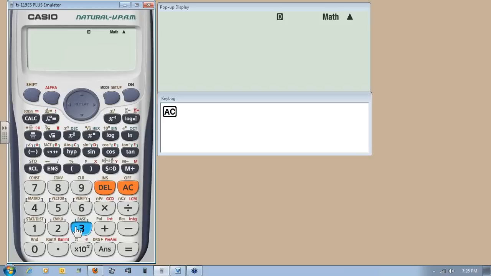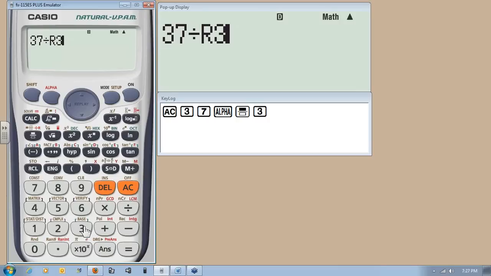So let's take something like 37. And we're exploring the idea of remainders, so we want to go alpha fraction, which says dividing by including a remainder, and we'll say 3. It's not going to go evenly, so there's going to be a remainder left over. When I press execute, I get the answer of 12 with a remainder of 1.